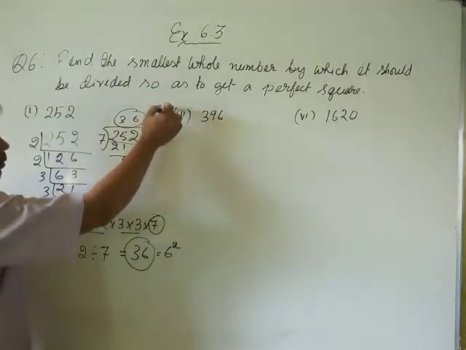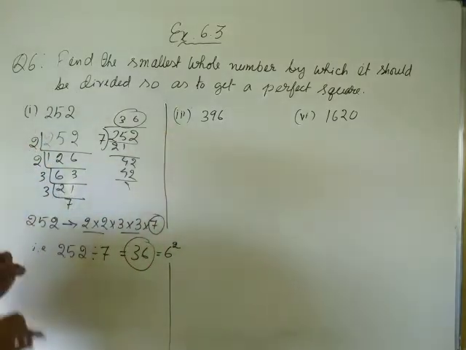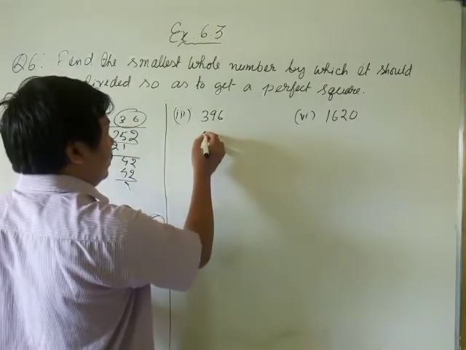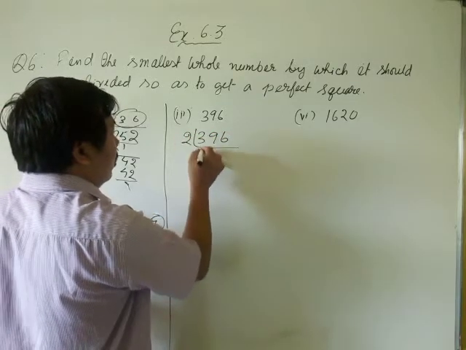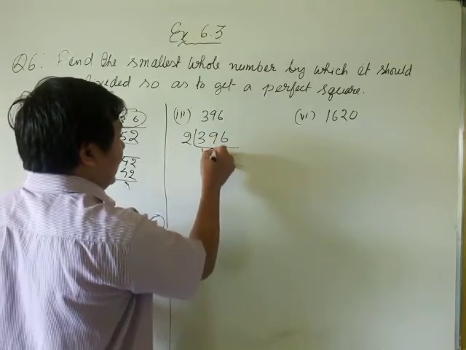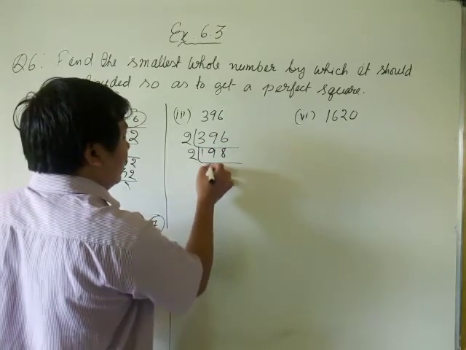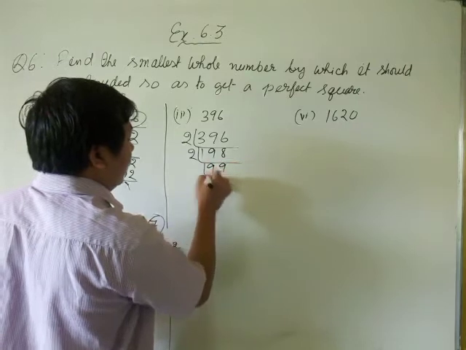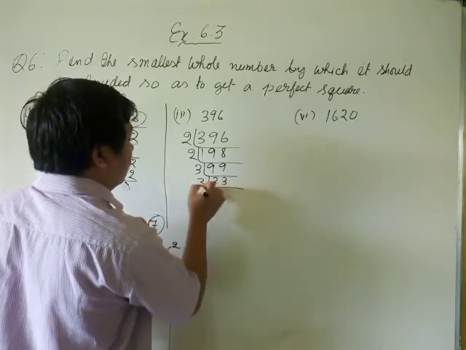Like this, we have to find the number by which to divide this number so that we get a perfect square. So let us take the prime factorization of 396: 2 times 198, 2 times 99, then 3 times 33, and 3 times 11.